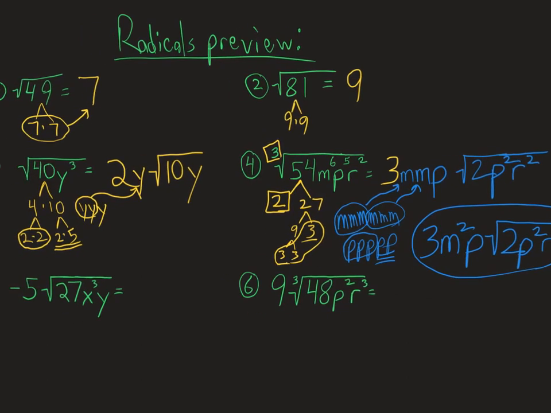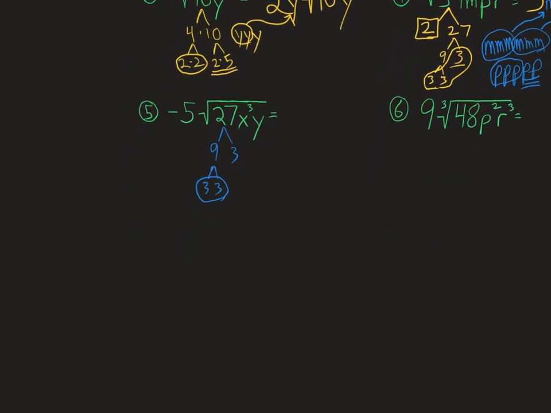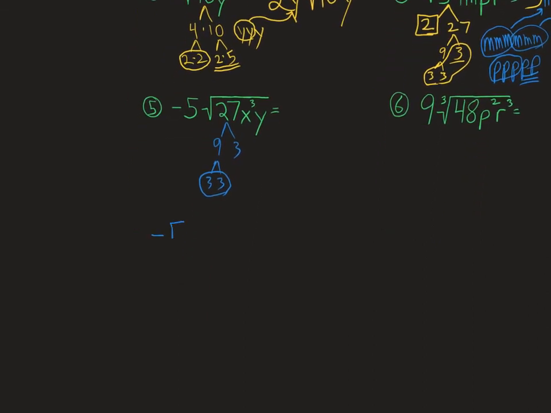All right, now, same thing, 5 and 6, except we've got something out front. So 27, we've seen that before. There's 3 3's, but it's a square root, so we're only taking 2. There's the -5 that was already out front. Now we're going to pull out the 3. And the remaining 3 that we can't pair with anything has to stay underneath.